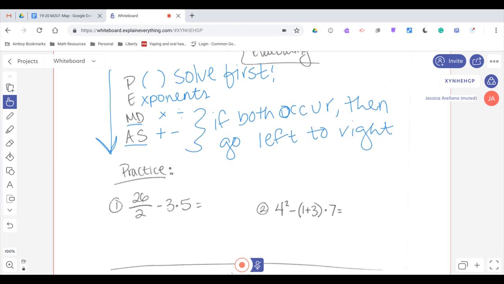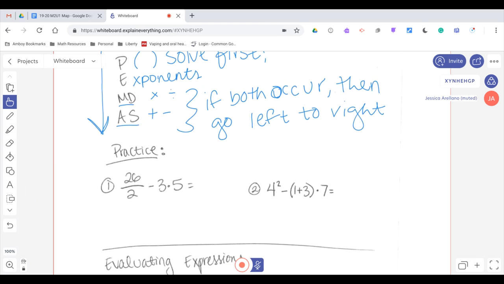Okay, so I'm going to move on down to the practice problems. So my very first practice problem here, I have division and multiplication in the same problem. Now that does not mean that I do the multiplication first. I have to do the division first because it happens first in the problem. So I'm going to start with this first.